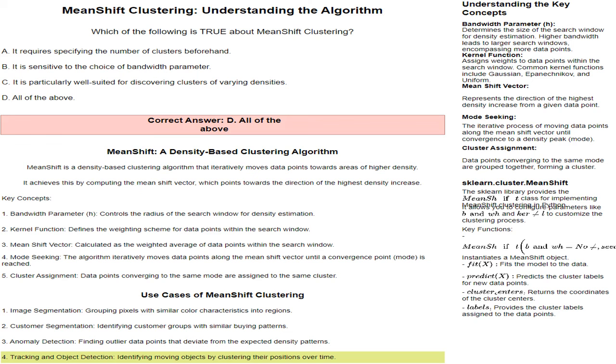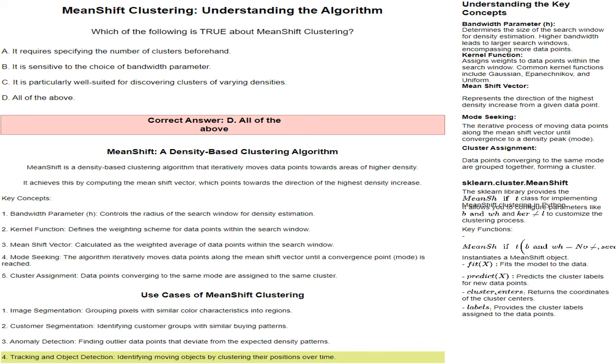Kernel function defines the weighing scheme for data points within the search window. Common kernel functions include Gaussian, Epanechnikov, and uniform. Kernel function defines the weighing scheme for data points within the search window.